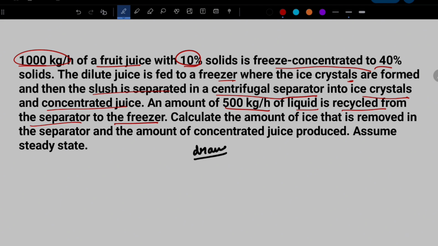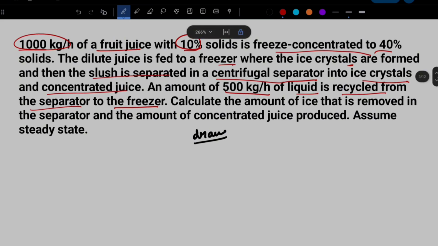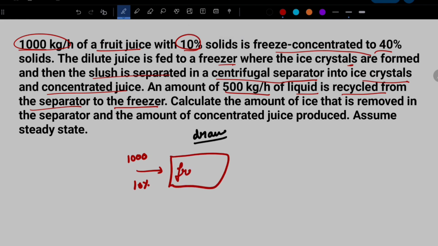Okay, so this might seem complicated, but let me break it down. First of all, let's start with the first one. We know the inlet is 10,000 and 10% solids, and I'm doing an operation called freezing. But I'm not just freezing.